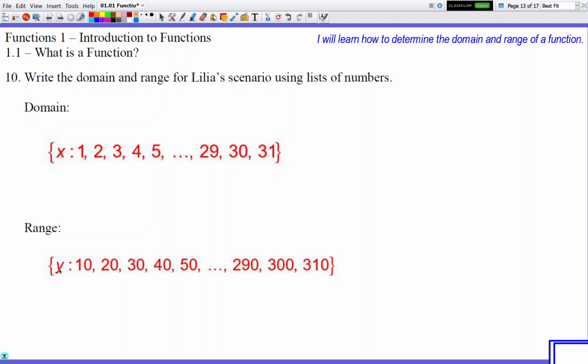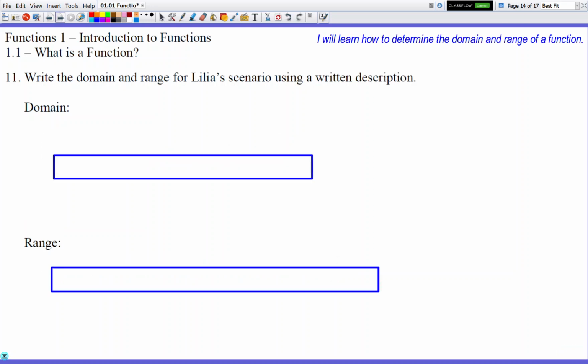And make sure you start off with Y, colon, because you want to make sure the person that's looking at these range values knows that these numbers are going to be used in conjunction or combination with Y. So make sure you make that distinction. All right. Okay, next one.